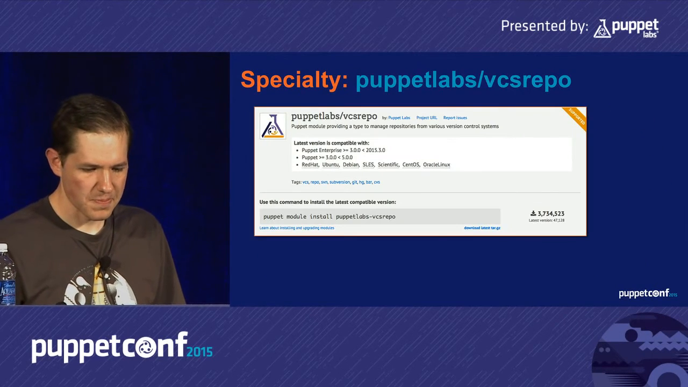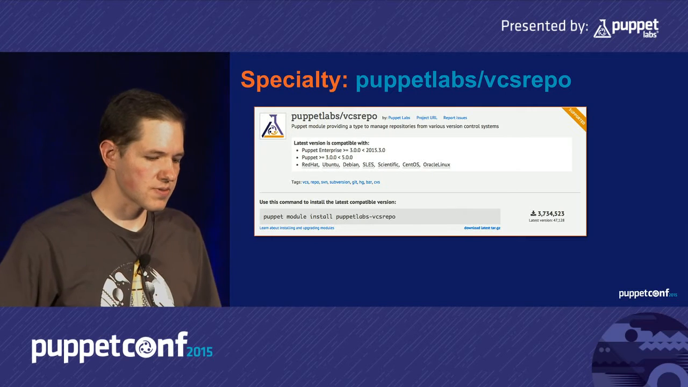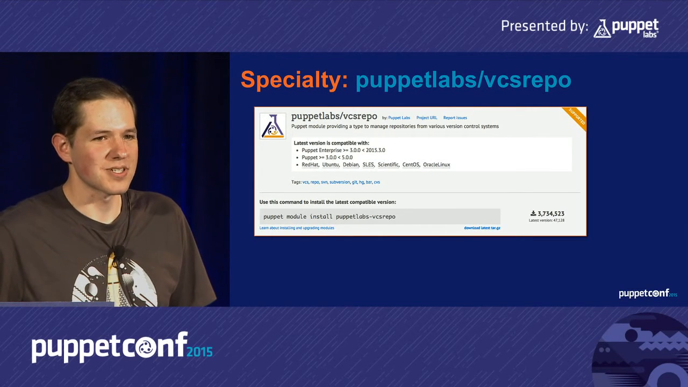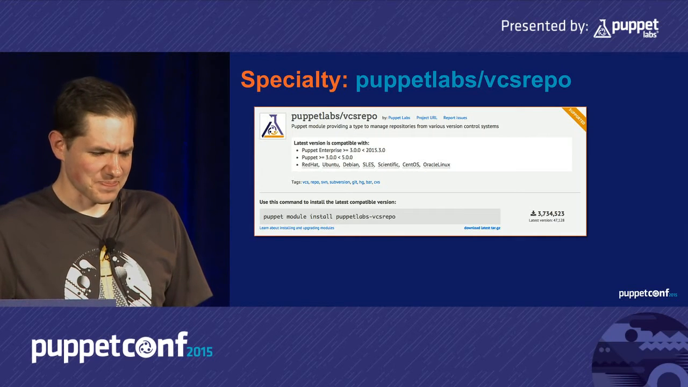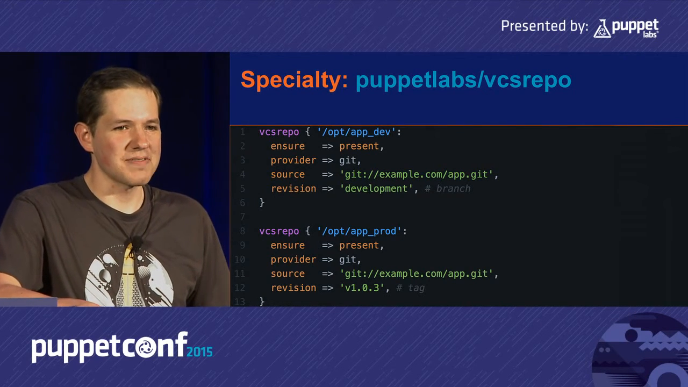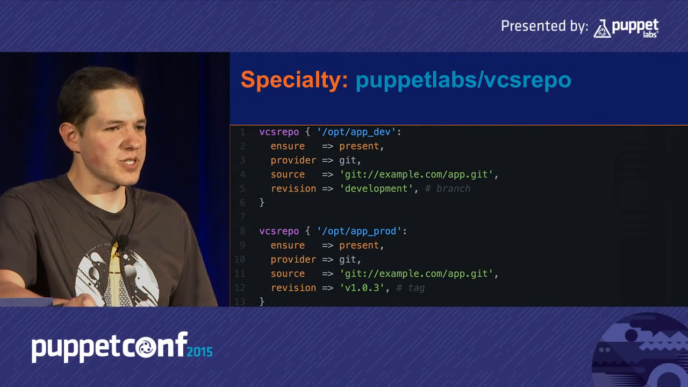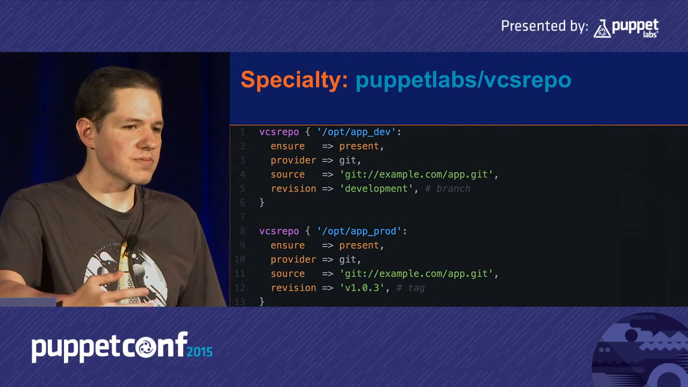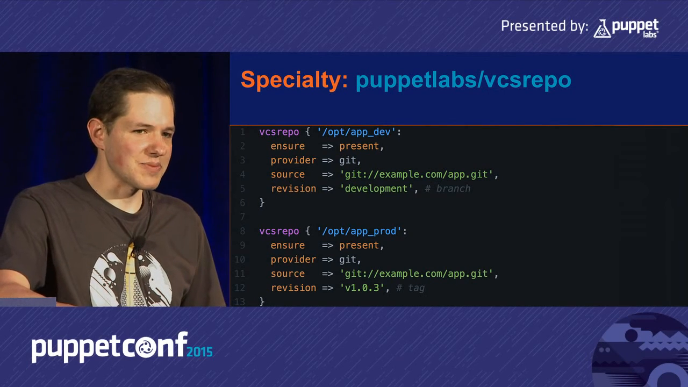Let's move into this. The VCS repo has been out there for quite a while. If you look at that download number, it's obviously very popular. All it really does is allow you to say, I want to have a git checkout of a particular hash or a particular tag in this directory, or I want to have a subversion checkout of trunk here.